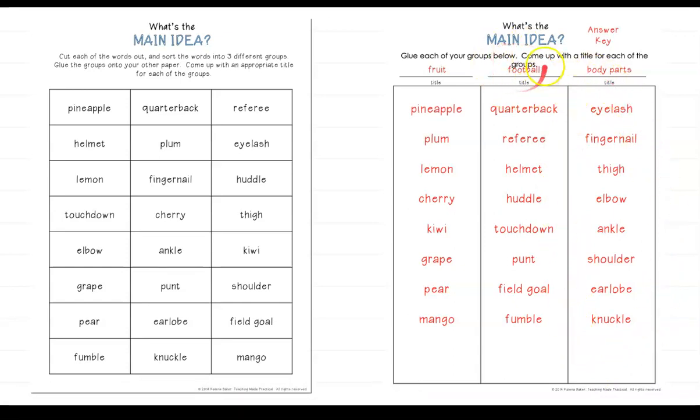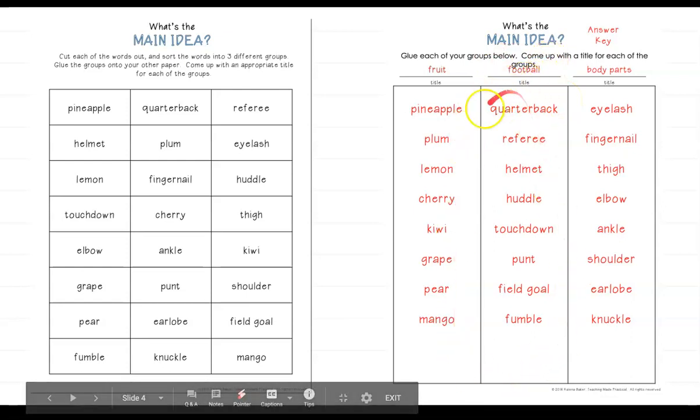Or if I was reading a paragraph about football and the main idea had to do with football, I might see all these words in there. Or if the main idea was about fruit, the topic was fruit, and the main idea told me something about fruit, these might all be in there, okay?